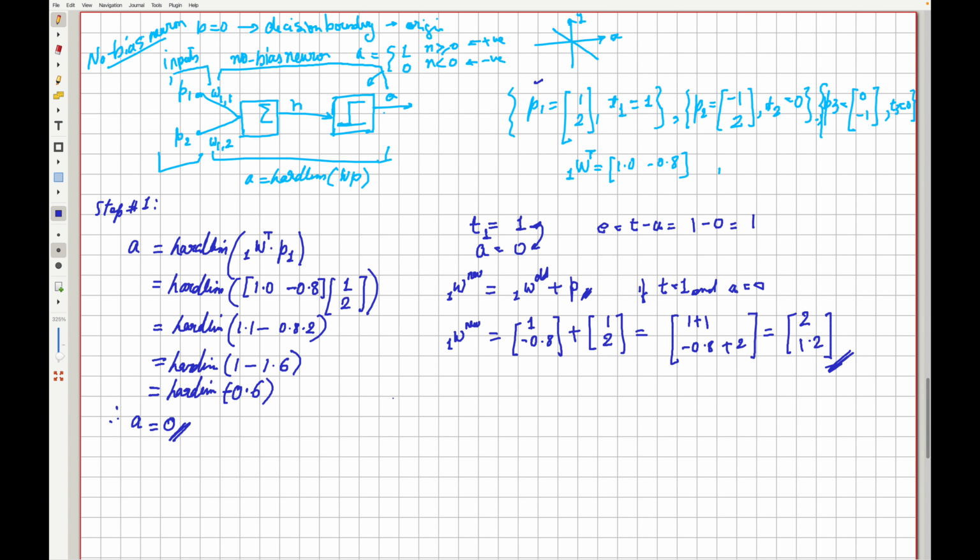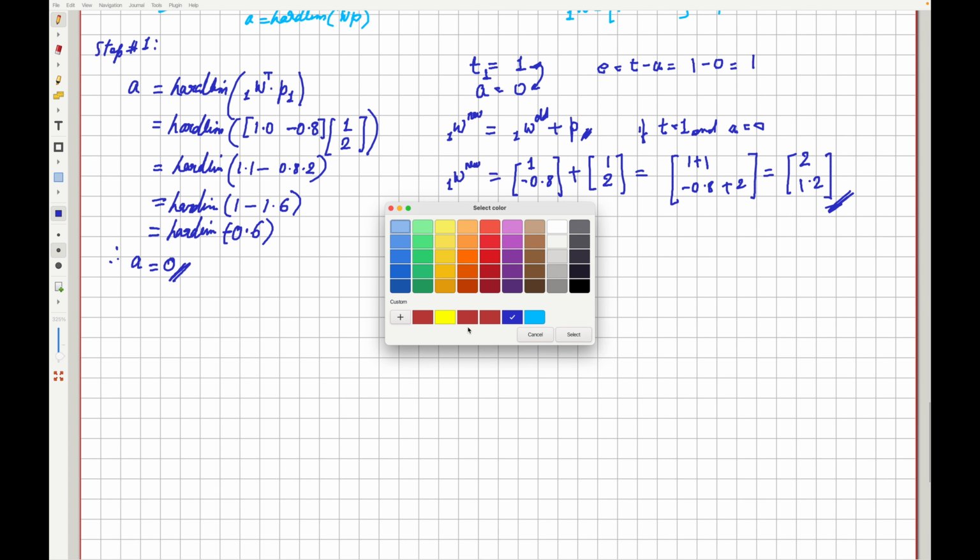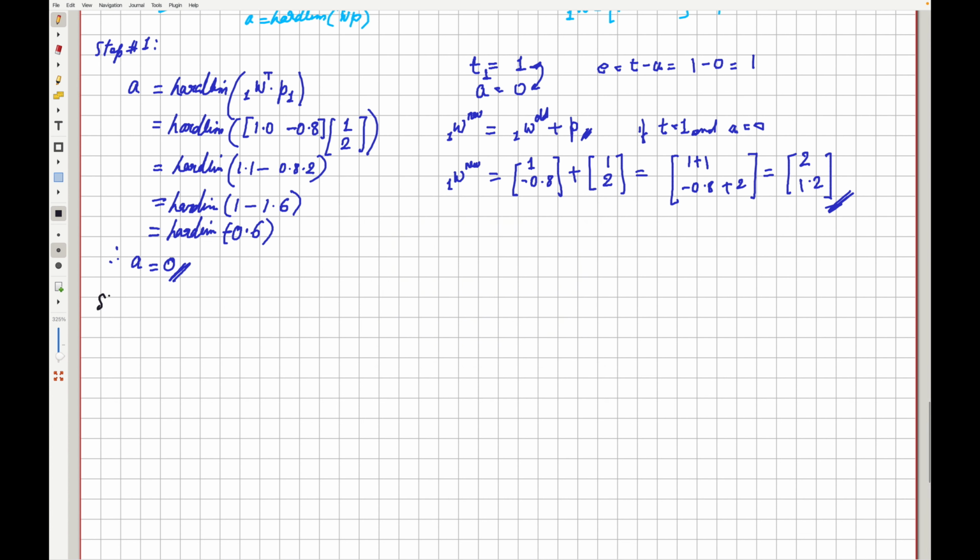So next thing we'll do is in step 2, let's use a different color. Step number 2, we are going to use this new value of W and again plug those into our transfer function. So hardlim, this time again we have the same weight vector, sorry, the new weight vector, so we can say this is new. So this is essentially referring to the new weight vector, since this is the new one. Dot p2, so we'll try and use a new data point.